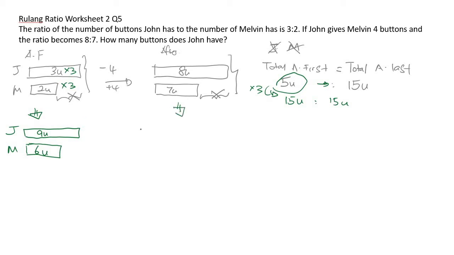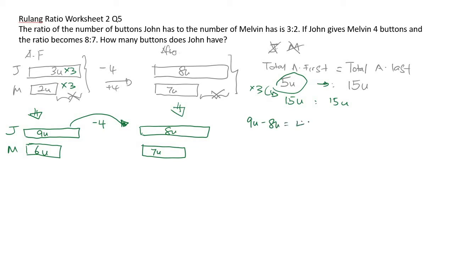So you know very clearly that this one I just drew down, so you can compare. But there's no change here because I didn't change anything here: 8 units and 7 units. So from 9 units to 8 units, right? It's because I gave away 4 buttons. So I can use this to compare. So 9 units minus 8 units is equal to 4 buttons. So 1 unit in this case is equal to 4 buttons.